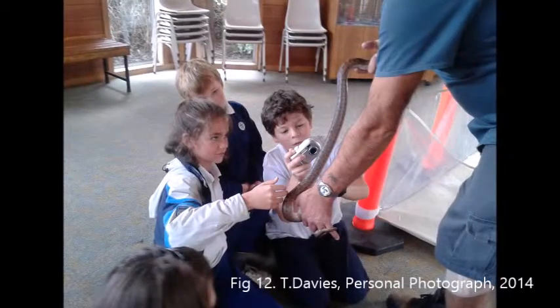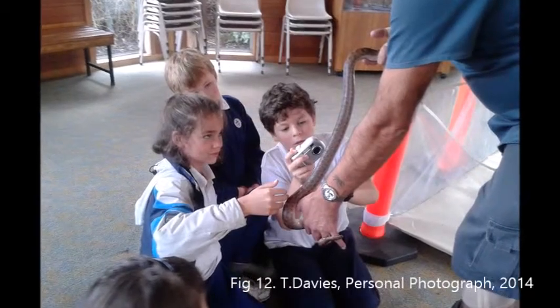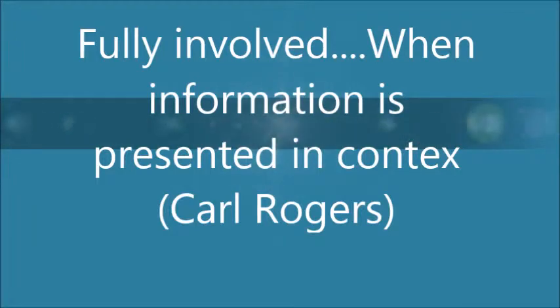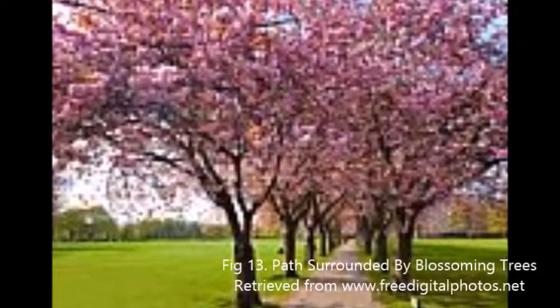Pedagogically speaking, according to the American psychologist Carl Rogers, experiential learning occurs when students are fully involved in the learning process, and it is enhanced when information is presented in context, which isn't necessarily a traditional classroom setting.